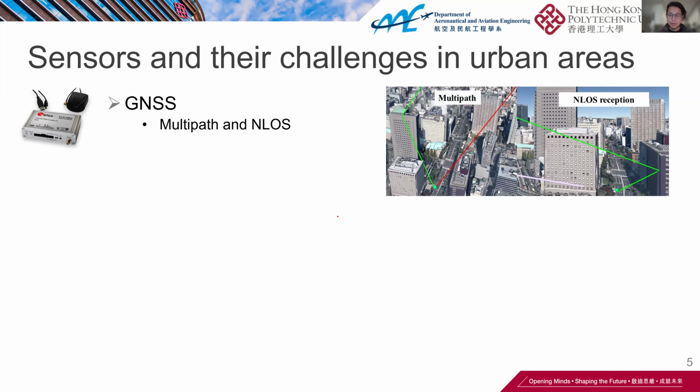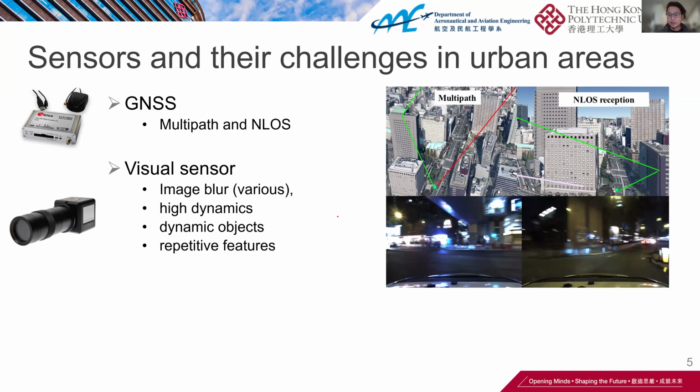So this has to be tackled. And for vision sensors, when you're doing visual odometry or visual SLAM, you may encounter image blur, because in the city at nighttime you have a lot of neon light when driving fast. It's easy to get a photo like the one on the right-hand side, right? So this is really blurred. It's really a challenge for getting the visual features.